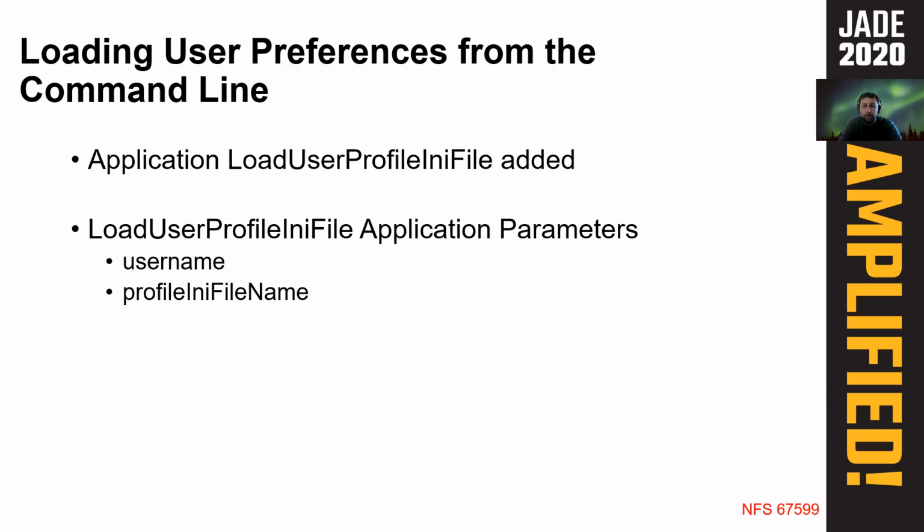You can now load user preferences from the command line. A new application has been added called Load User Profile Any File. The application has two parameters: username, which specifies the username of the profile that will be created or updated, and profile any file name, which specifies the full path and name of the any file to be loaded. The exit code of the JADE client or JADE.exe is set to non-zero if the process fails. The success or failure is also written to the JOM message log.